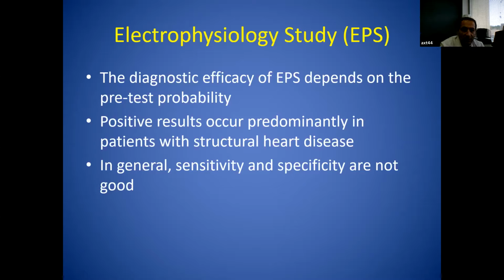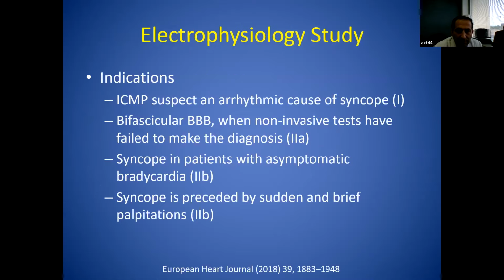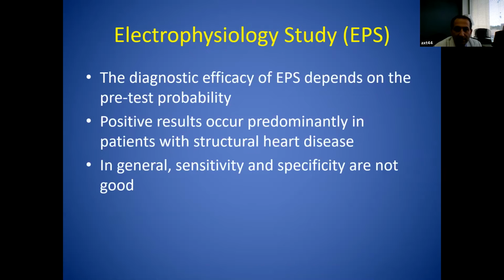And as you can see here, positive results occur predominantly in patients with structural heart disease. So if you know that somebody has had a heart attack, even if the ejection fraction is 50%, if they have scar, you might find scar-mediated VTAC. So the EP study has a utility there. But in general, sensitivity and specificity are not that great. A lot of times EP studies are negative.